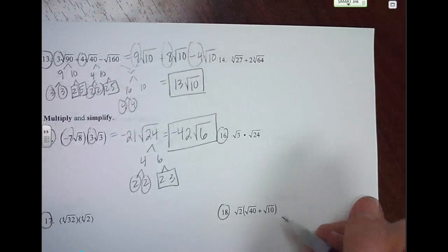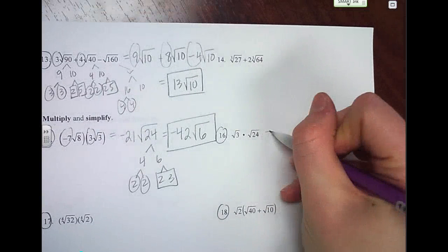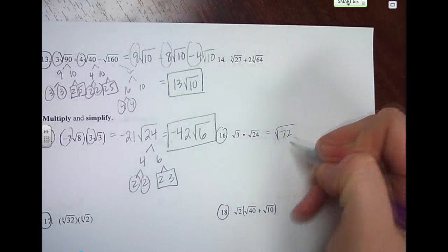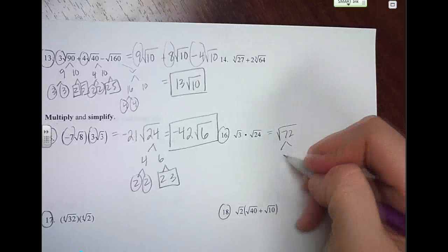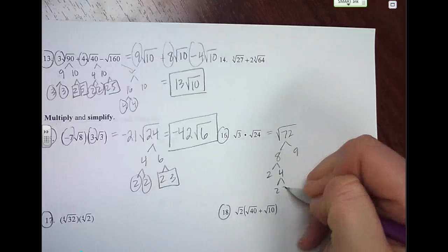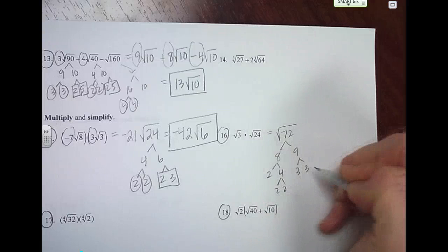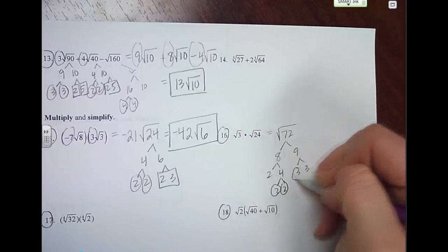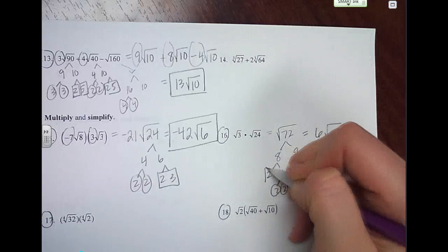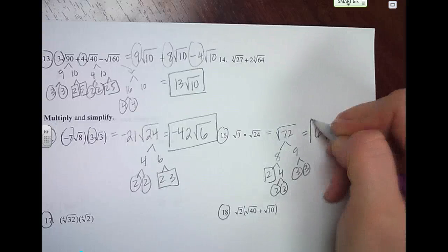Okay, number 16. There's nothing on the outside to multiply, so we just multiply the insides. 3 times 24 is 72. Oh, we've simplified several 72s. 8 times 9. So I have a pair of 2's and a pair of 3's, so that's going to be a 6 on the outside, and then this 2 is left on the inside.